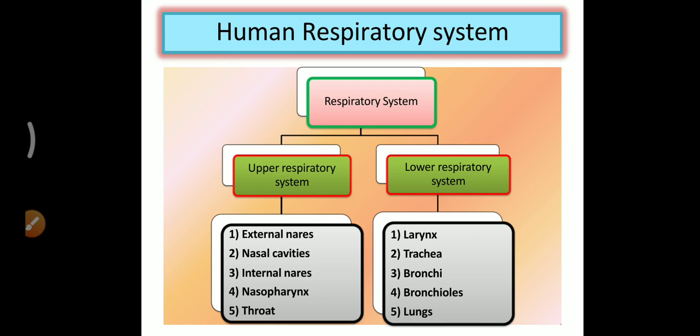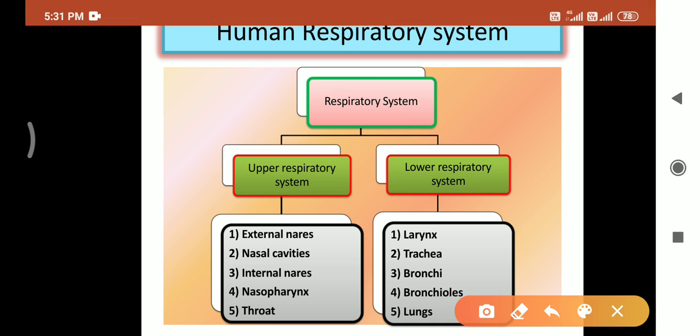This respiratory system is divided into two parts. First one is the upper respiratory system and the second one is the lower respiratory system. So here is the upper respiratory system and here is the lower respiratory system. The upper respiratory system consists of external nares, nasal cavity, internal nares, nasopharynx, throat. And the next one, the lower respiratory system, has the larynx, trachea, bronchi, bronchioles and lungs.